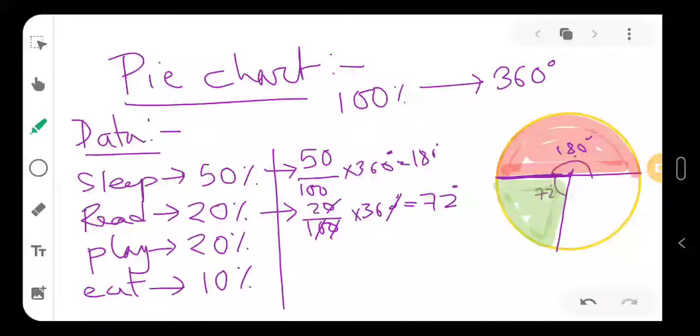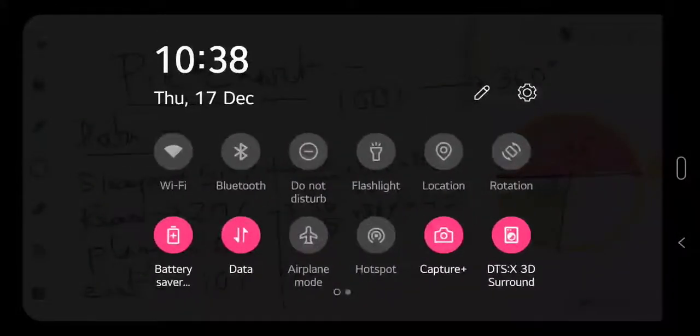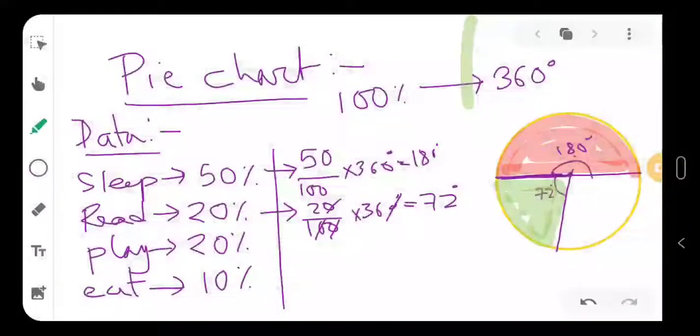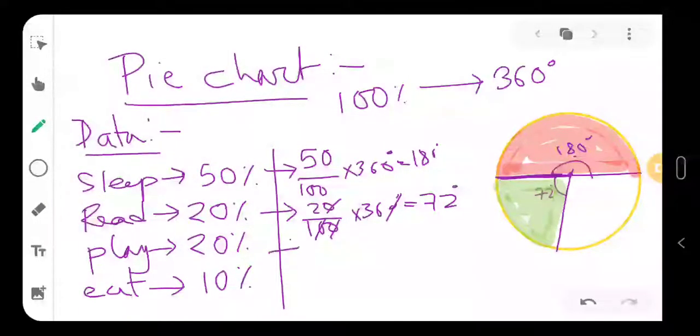Okay. So just a minute. Let me switch on airplane mode so we don't get any disturbances. Okay. Now the next part let us do. So again 20%, so that will be again 20 by 100 into 360, so that will again be 72 degree. So again I have to take here 72 degree. Okay, like this.